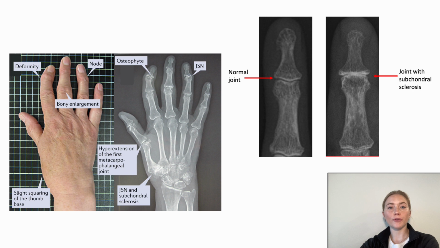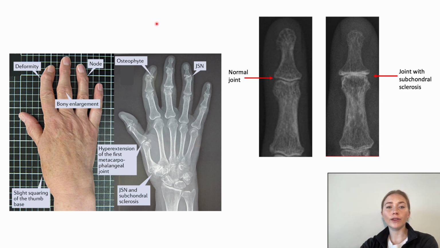Some key findings of osteoarthritis on x-ray include the following. So you may have joint space narrowing. Here's an example of a normal joint. You can see the joint space in between the middle phalanx and the distal phalanx. Here, in the osteoarthritis example, the cartilage within the joint is lost and the articulating surfaces become a lot closer together. You may also have subchondral sclerosis, seen here as these hyperdense whiter areas just adjacent to the joint. You might also have subchondral cysts, which are hypodense cystic areas adjacent to the joint, and osteophytes, which are extra bony outgrowths adjacent to the joint.